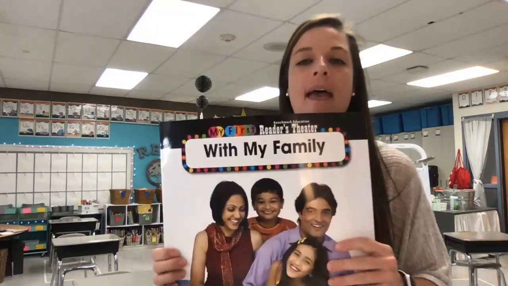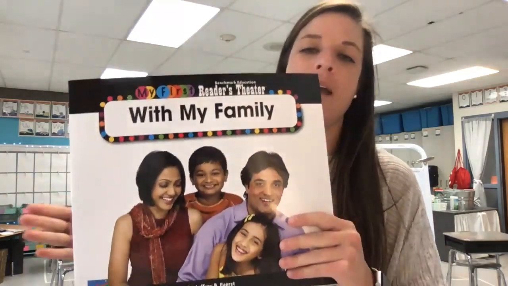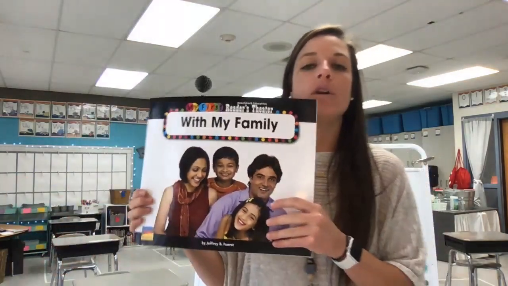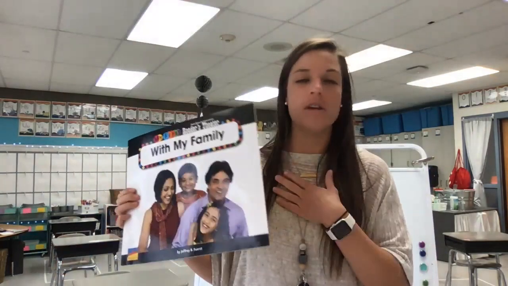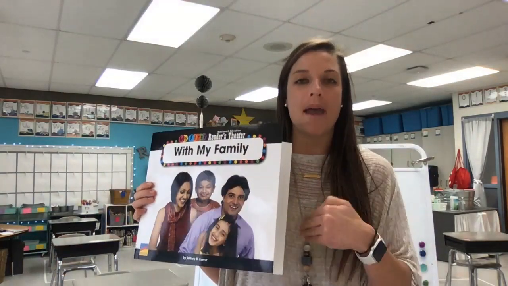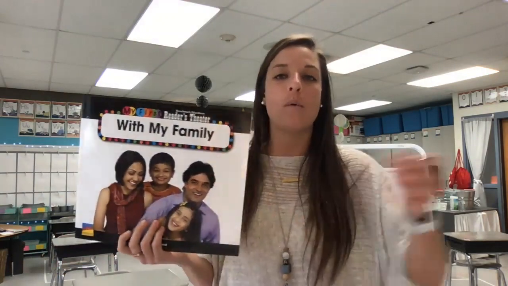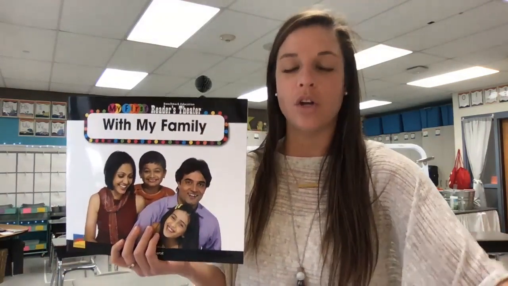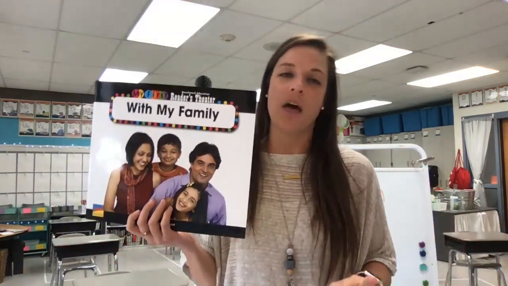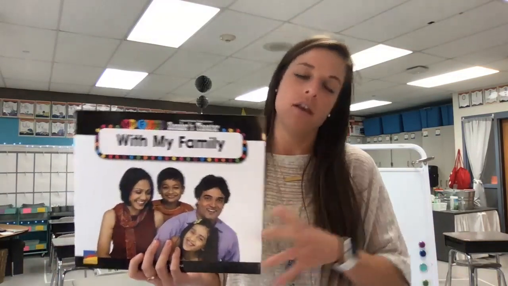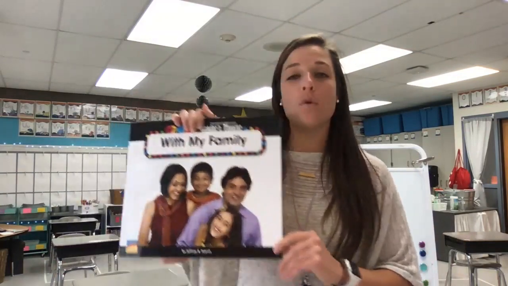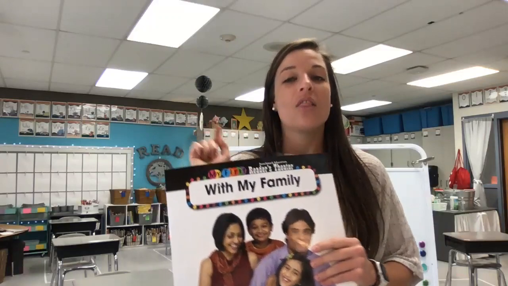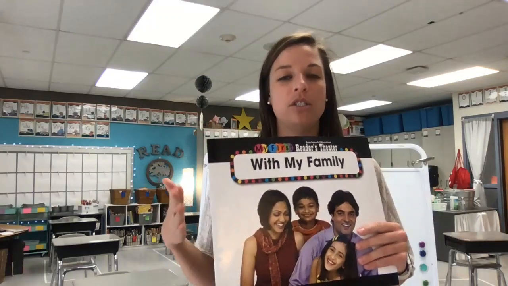Today for our mini lesson, we are going to take a look at our book With My Family, and we are going to choral read, where I'm going to read it to you, and then you're going to read it back to me so we can practice being what we call fluent readers, so that we don't sound like robots when we read. So, before we get started reading, let's practice identifying parts of our book.